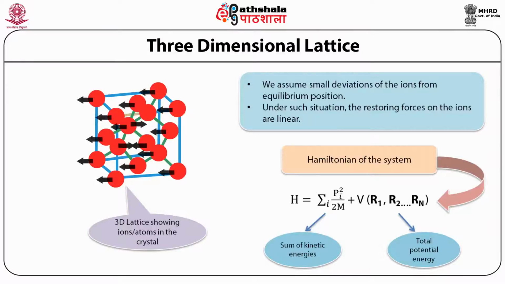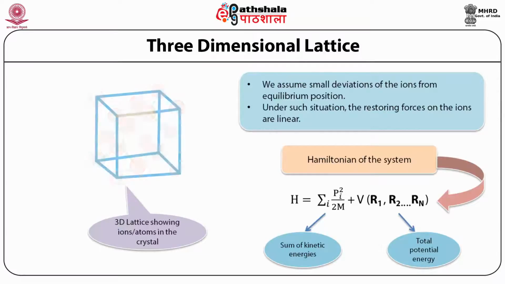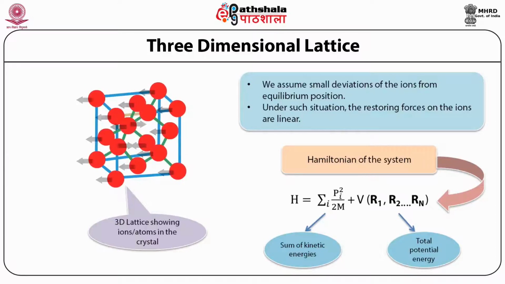So the total Hamiltonian of the system is written as the summation over all the ions pi square by 2m plus the potential term, as discussed before, as a function of R1, R2, and Rn. So the first term of this equation is the sum of the kinetic energy of all the ions, while the second term is the total potential energy of the crystal.